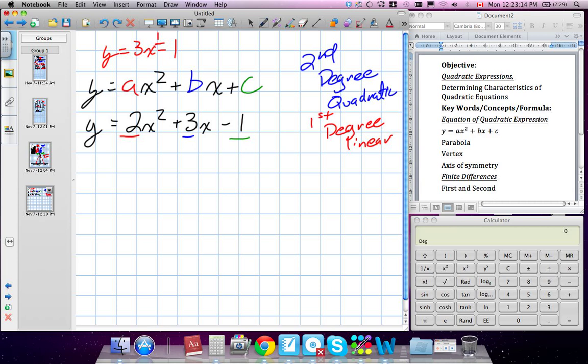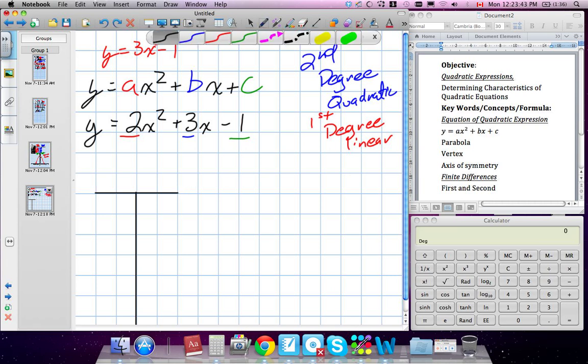Now, last thing I need you to do. If you're given an expression or an equation like this, and you're asked to plot the points, we can plot the points by creating a table. So I create an XY table. We're going to make an XY table. Here are our X values and our Y values. I need to plot these on a graph.